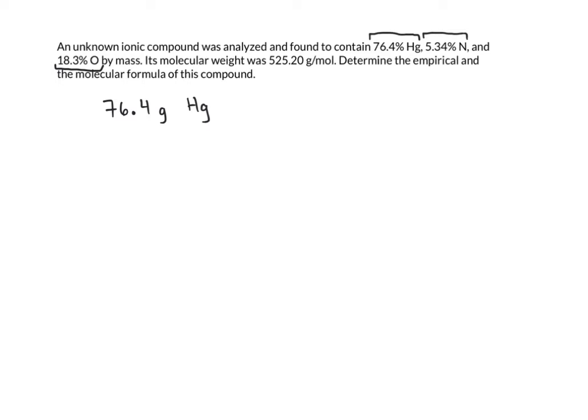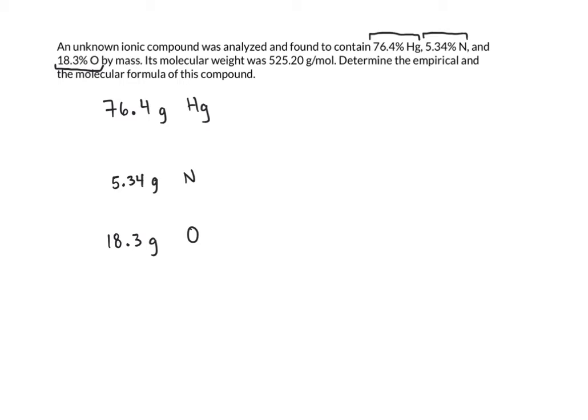One way of dealing with these percents by mass in a problem like this is to simply assume that we've got 100 grams of starting material, and from there, we can replace percentage signs with gram units. By the same token, we'd have 5.34 grams worth of nitrogen in this compound and 18.3 grams worth of oxygen in this compound.